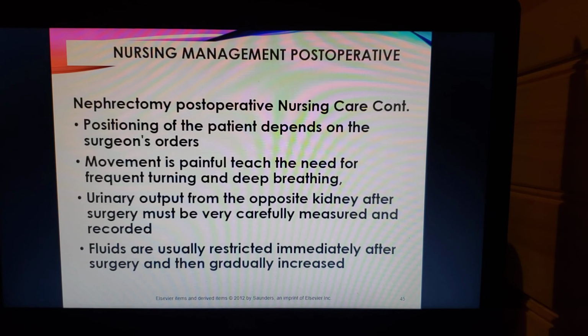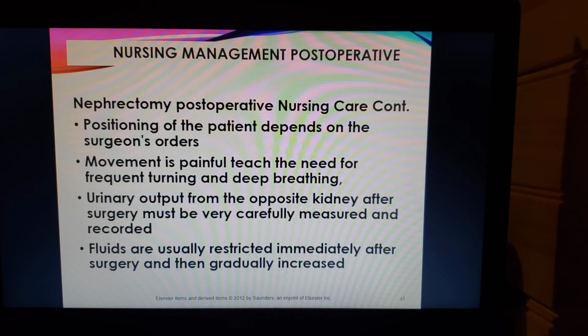I think we skipped one. But this is the second round with these two post-operative slides. Be sure you're comfortable with implementing interventions for post-operative nephrectomy.